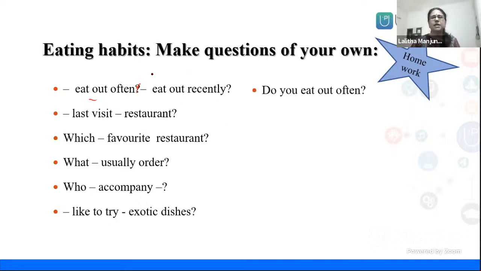Okay. So this is the second question. Eat out recently. So you have to make another question here. Did you eat out recently? Okay. So in the same way, you yourself, with whatever we have learned so far, you can make yes, no questions or WH questions based on these clues here. So wherever there are missing words, I've given you a dash here. Okay. This is actually the first question and this is the second question, the third question, the fourth question, and so on and so forth. Okay. So try out these.